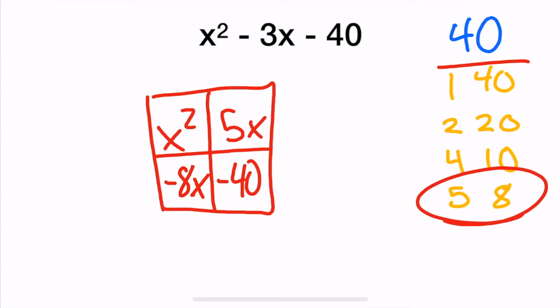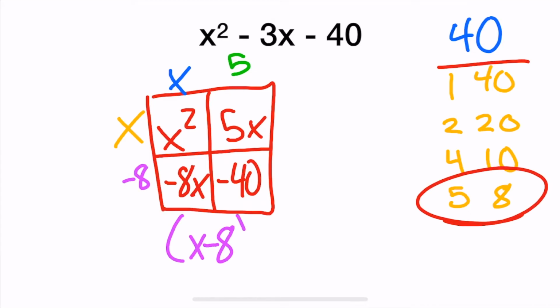So, first thing we do, x squared and negative 8x, our common factor is x. X squared and 5x, our common factor is once again x. 5x and negative 40, our common factor is 5. Negative 8x and negative 40, our common factor is negative 8. So x minus 8 times x plus 5. And that would be our factors.